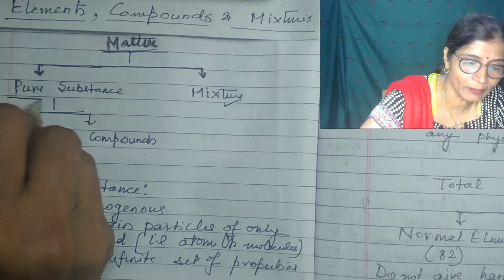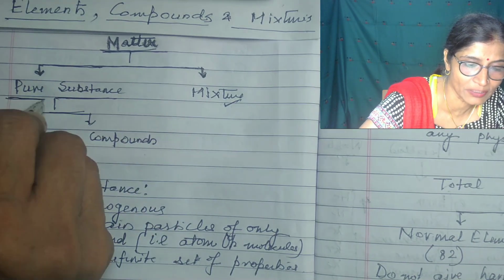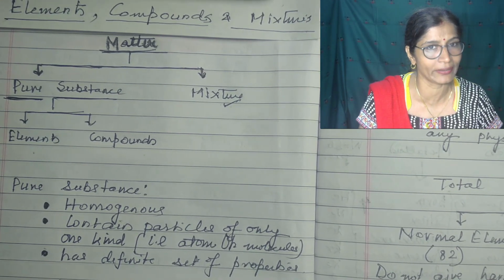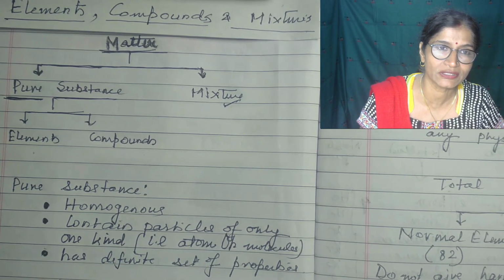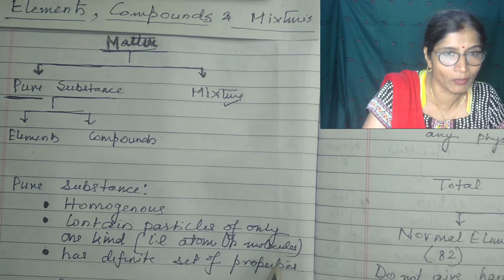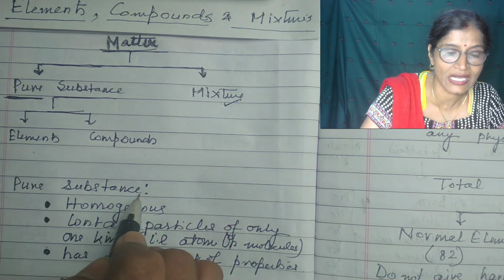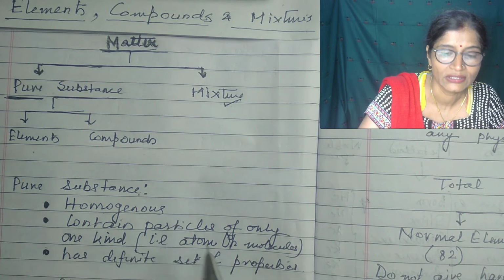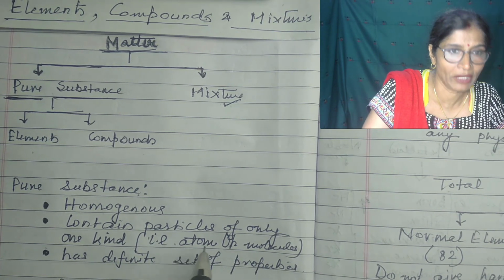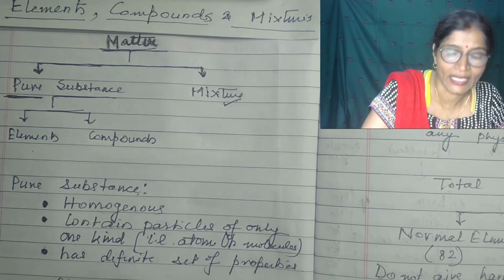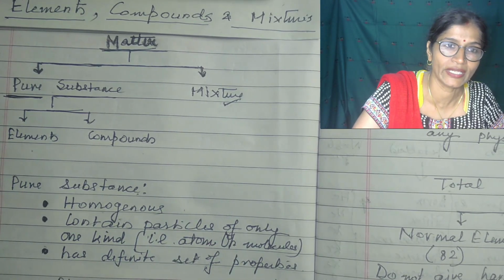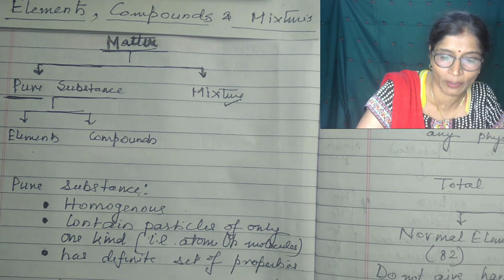Now, what are pure substances? The word purity indicates that it is made up of one type of particles. One type of particles means the particles can be atoms or maybe molecules. So pure substances are the substances which are homogeneous, made up of only one type of particles, maybe atoms or molecules, and they have a definite set of properties. Because they are homogeneous, they have a definite set of properties.